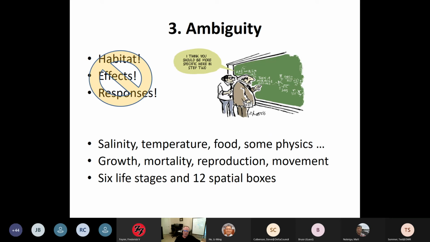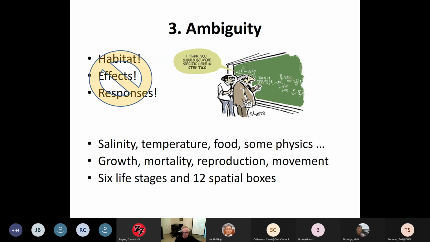And partly because of ambiguity. So I would propose, when you talk to us or me, I once gave a talk at the American Fisheries Society, six words we should ban. One of them was habitat. I don't know what you mean when you say, what's the effect of habitat? It's not a construct fish see. You're thinking of something: temperature, salinity, bottom type, food. So say that, and don't say effects. Say growth, mortality, reproduction, and movement, and then what life stages and where. And of course, the cartoon says, I think you should be more specific here in step 2. That's now a very old cartoon that says a miracle occurs, but you understand.